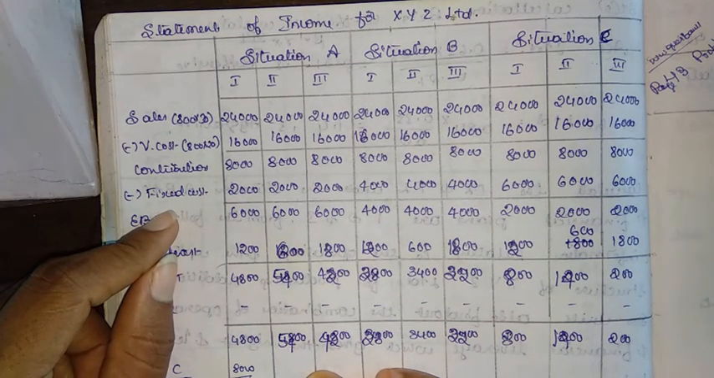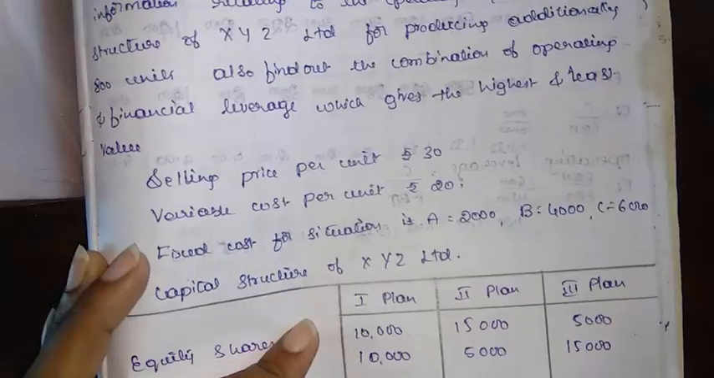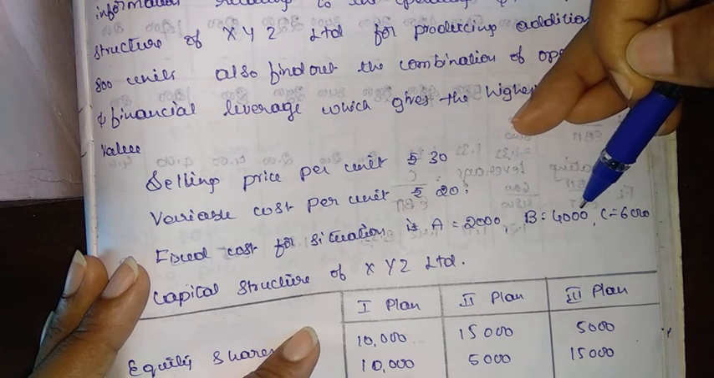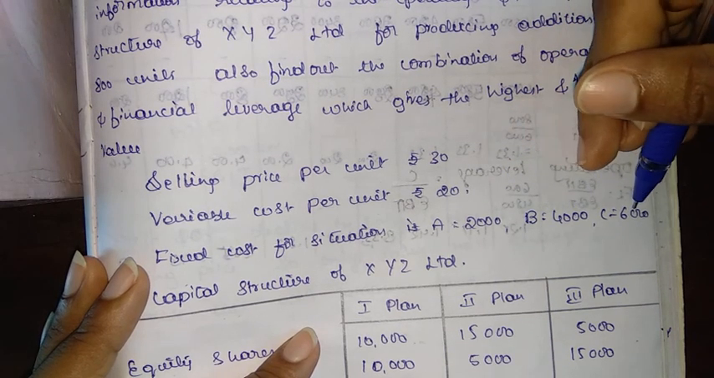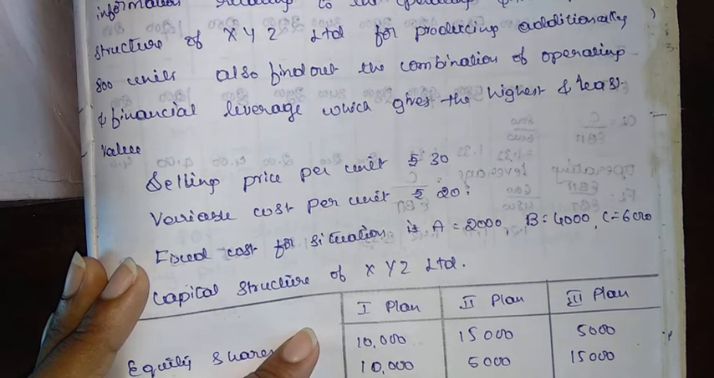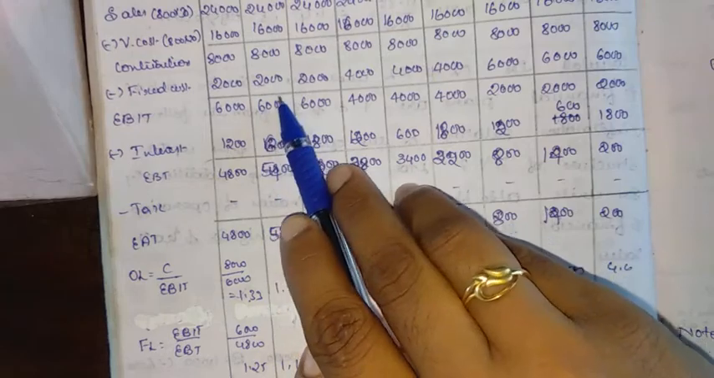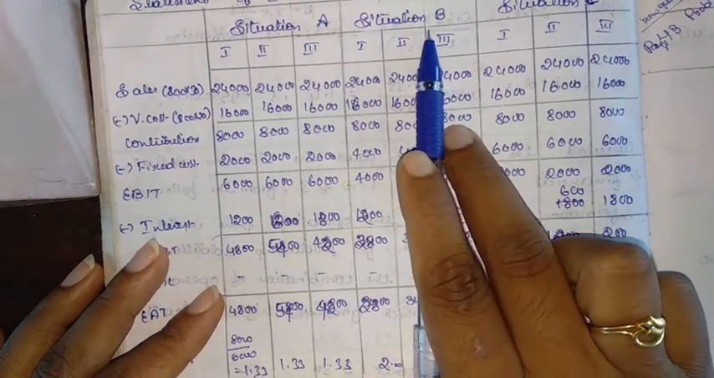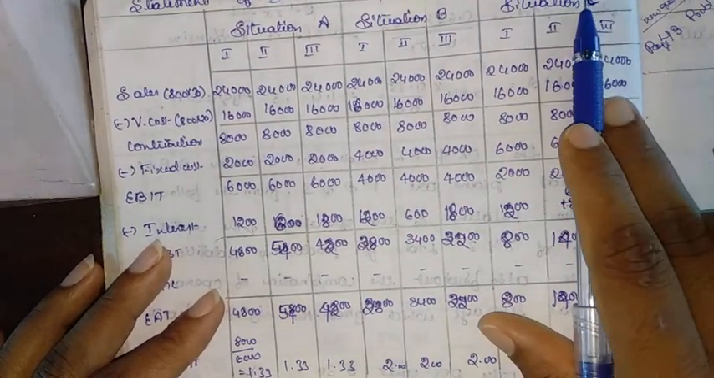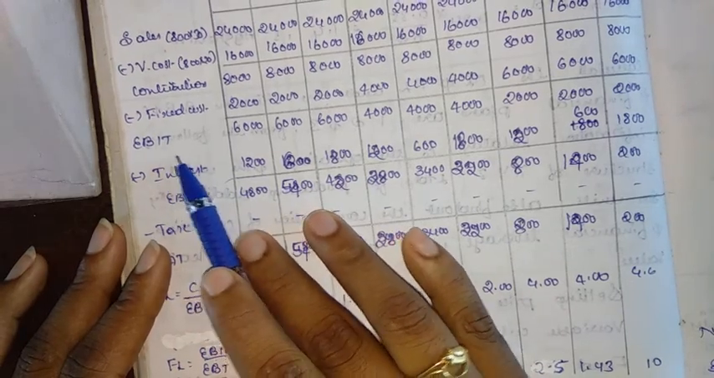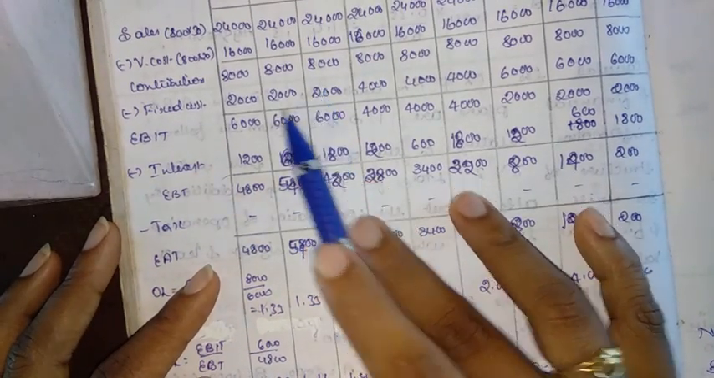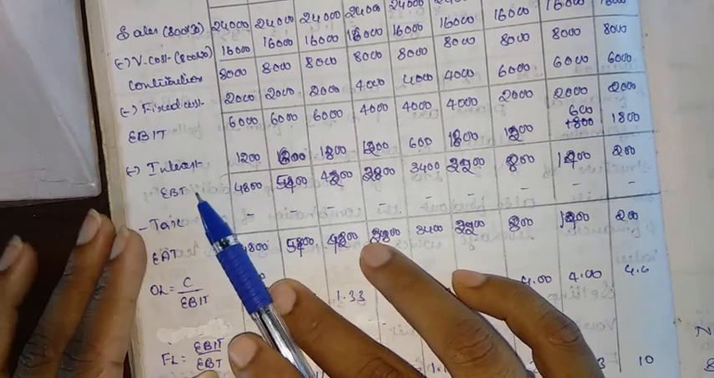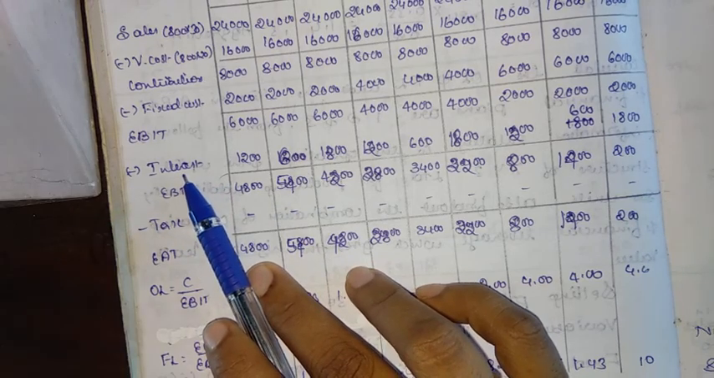Less fixed cost. Here fixed cost varies with the situation. As given, for situation A fixed cost is 2,000, for situation B 4,000, for situation C 6,000. So 2,000 each for situation A, 4,000 each for situation B, 6,000 each for situation C. Finally you will get EBIT 6,000 each for situation A, 4,000 each for situation B and 2,000 for situation C. Less interest. Interest is calculated on debt.